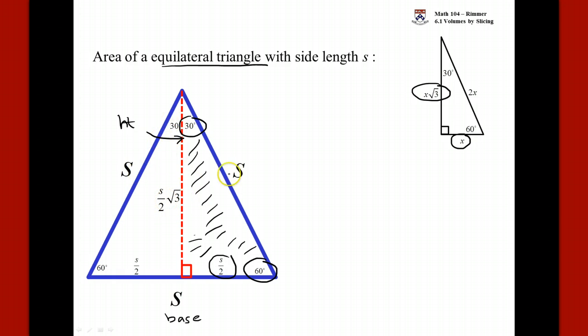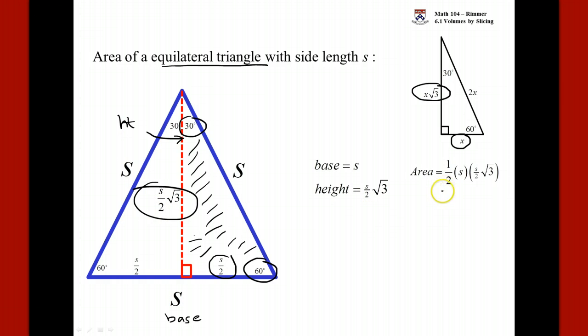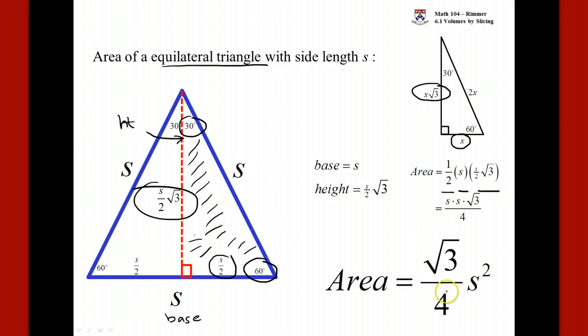So if you want to find the area of a triangle, you take 1/2 the base times the height. The base is s, and the height is s over 2 root 3. So 1/2 the base times the height simplifies to become s squared times root 3 all over 4, or root 3 over 4 times s squared. So you don't have to derive this formula anymore. You can just use it, have it handy somewhere that you can quickly get to it.